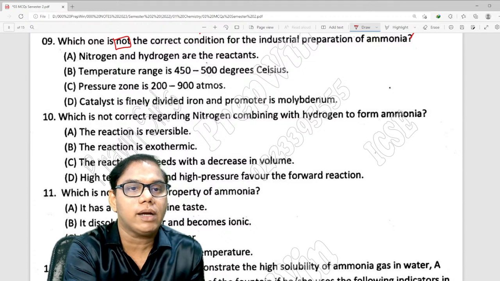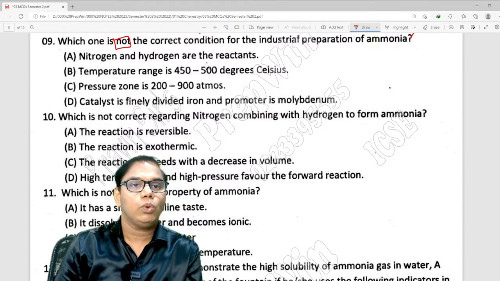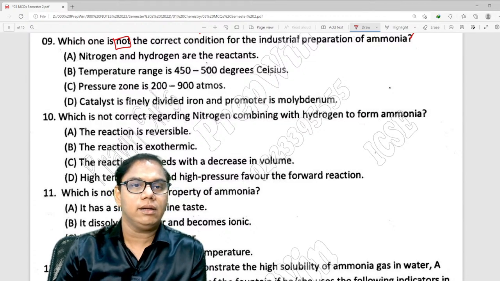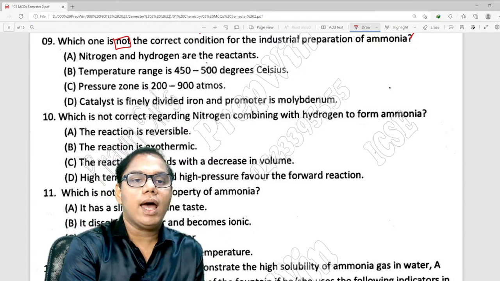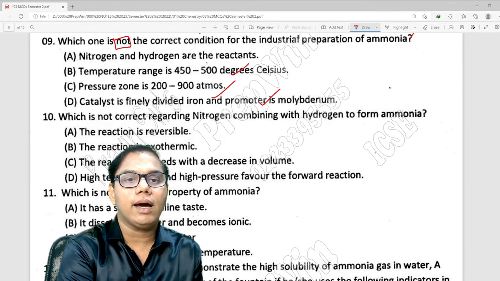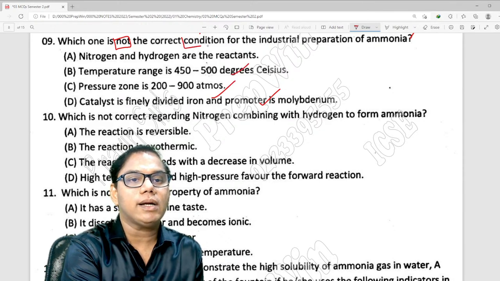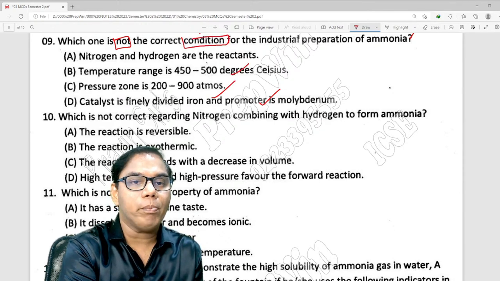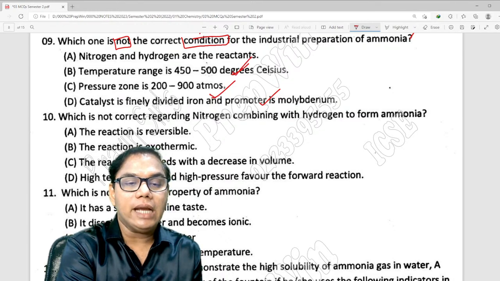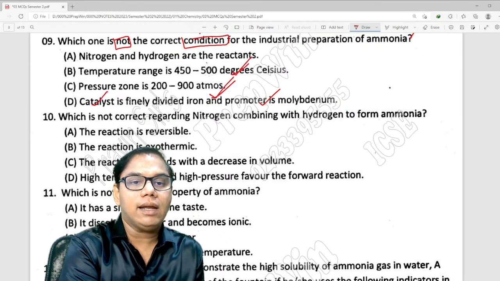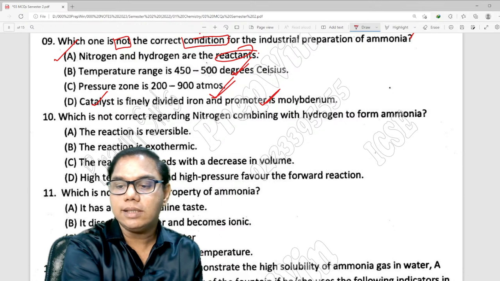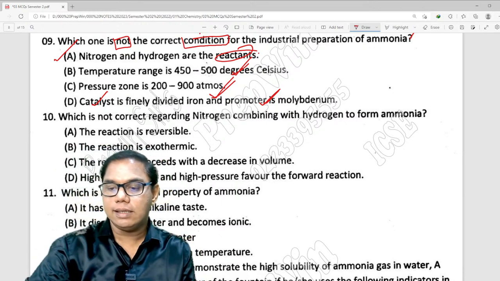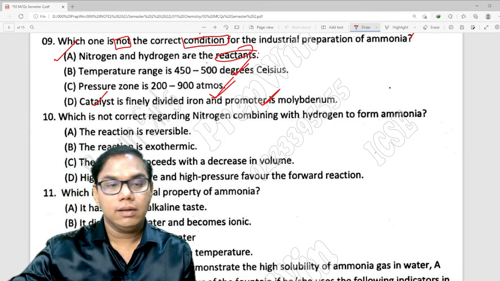Which is not a correct condition? All are correct, but they are asking about conditions. Temperature is a condition, pressure is a condition, catalyst and promoter are conditions. This one talks about the reactant. So the answer is 9th, A. Right?